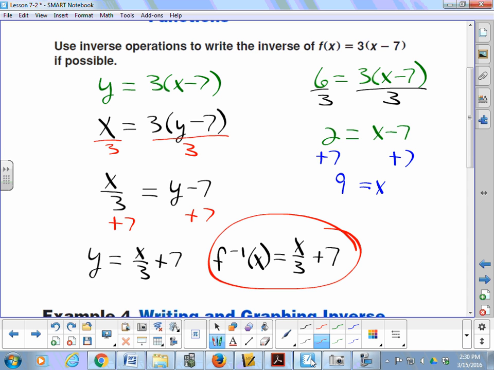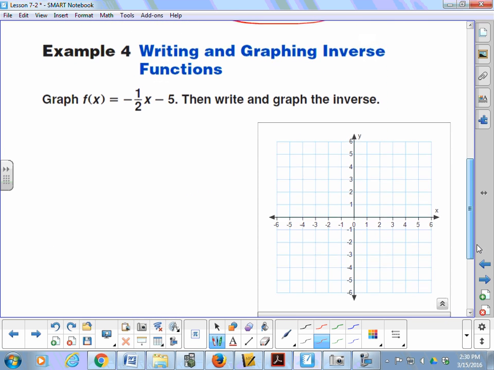All right? So let's look at another one. Here they actually want us to graph it, then write and graph the inverse on the same thing. Okay. So how do I graph negative 1/2 x minus 5? Well, when you graph, you do what first? If it's a line. Hopefully the y-intercept first, right? Okay, we would graph the negative 5, and then negative 1/2 tells us we do what? Go down 1 for the negative 1 and to the right 2.